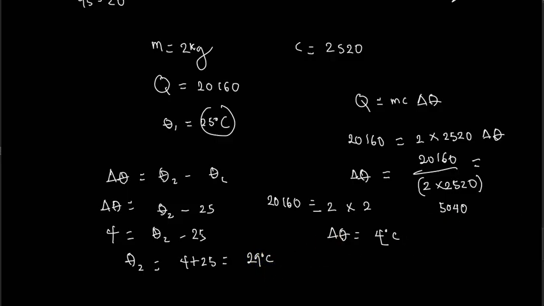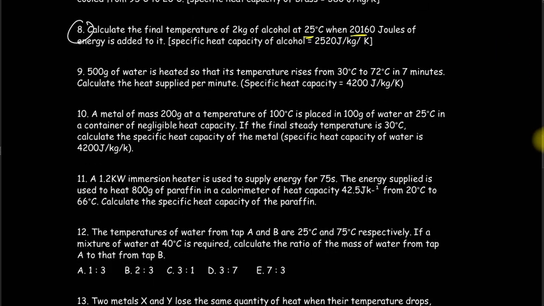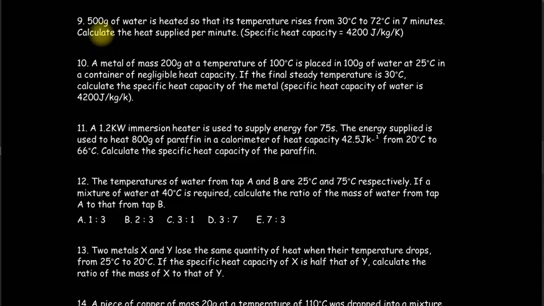So if I'm to interpret this question and the answer I've gotten, it means that when we added 20,160 joules of energy to which body? Okay, to alcohol, it increased from 25 degrees Celsius to 29 degrees Celsius. That's the interpretation. But this is a lot of energy for just that small increase in temperature. What a huge loss of energy that is. Anyways, you get the point.